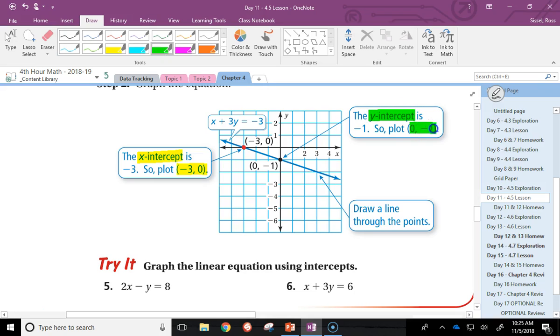The y-intercept was at negative 1, so it's (0, negative 1). So I'm going to go to (0, negative 1), down. Now we draw a line to connect the two. And our line goes right through. And you are done.